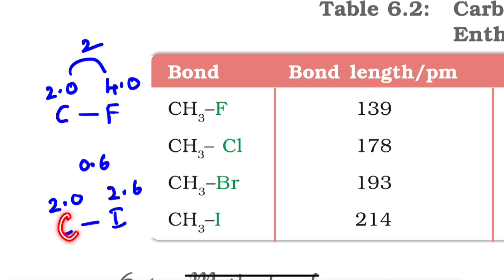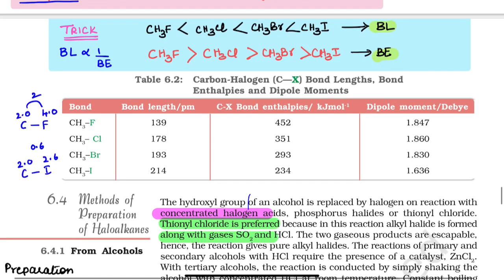We will take the last one and compare. Carbon is 2.0 and iodine is 2.6. So what is the difference? Difference is 0.6. Where the difference is more, the electronegativity difference is high. So if the electronegativity difference is high, then the dipole moment also should be high. Therefore dipole moment should increase in this order. For iodine it is less, for fluorine it is more.